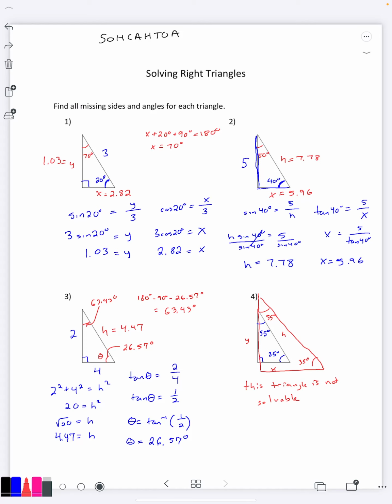So this is not a problem that I would ask you to do on a quiz or a test or anything like that. Any other combination, side and angle, hypotenuse and angle, two sides, those things can be solved. But you'll never be given a triangle that just has two angles and ask you to solve for everything else. It's not possible.